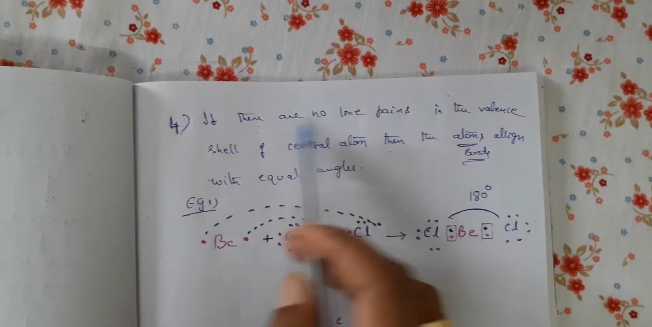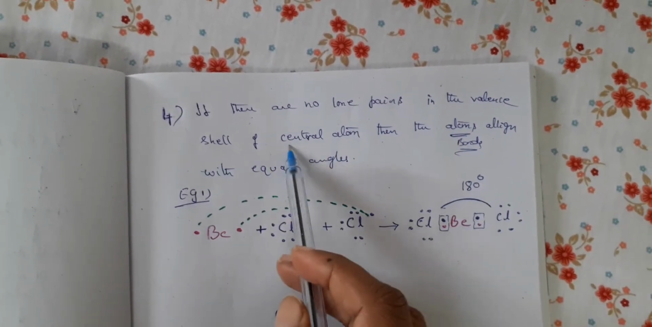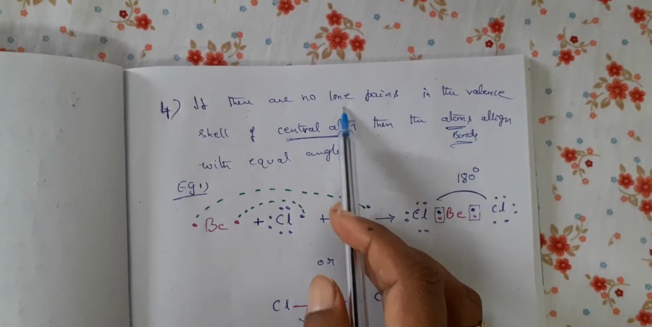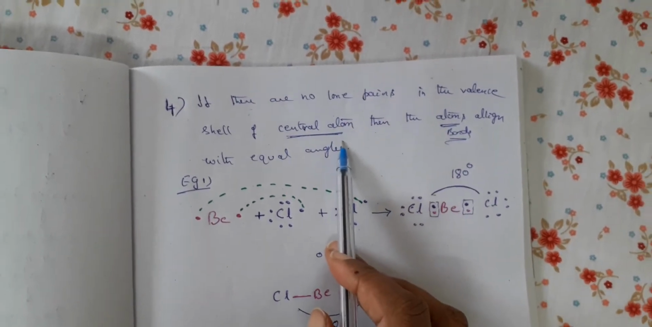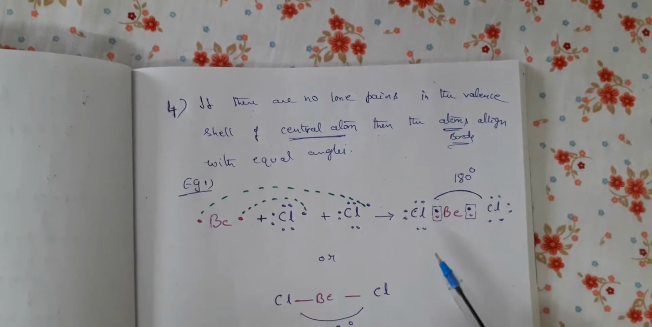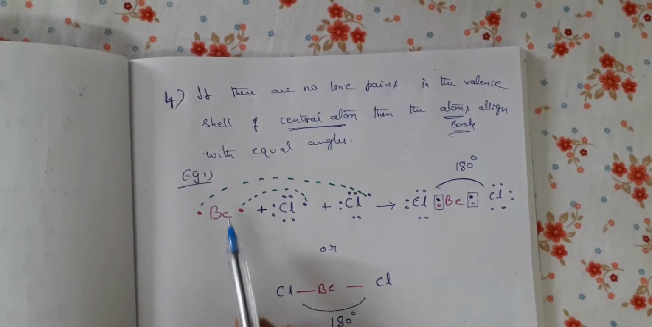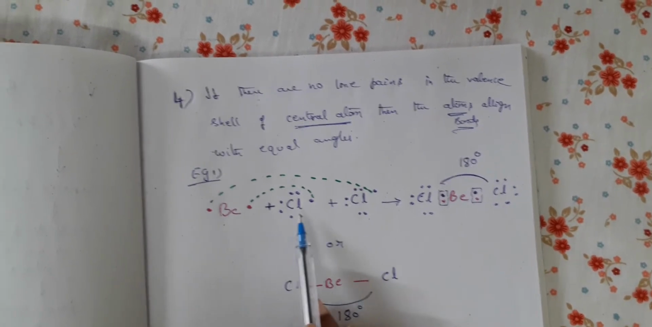If there are no lone pairs in the valence shell of the central atom, only bond pairs are formed. Thus only bonds are formed, isn't it? So beryllium being the central atom, chlorine.